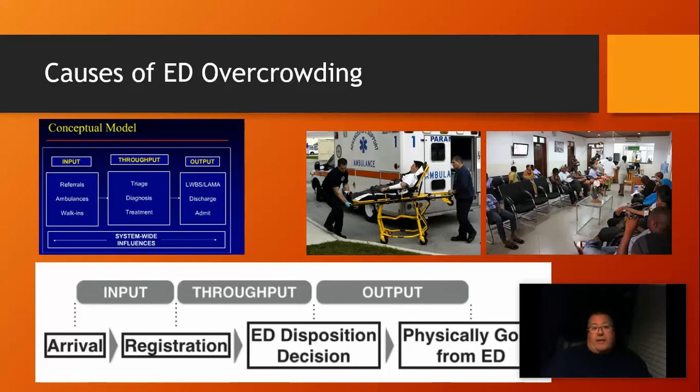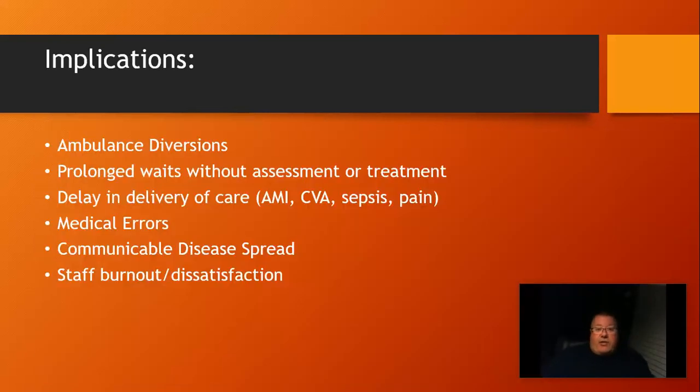Now we're going to look at some implications of overcrowding. Ambulance diversions. This is when 911 is notified that the ED is on diversion. EMS providers must inform the patient that the ED is extremely busy and there may be extended wait times, including waiting for an inpatient bed if they're admitted. Prolonged waits in the waiting room, in which patients go without an assessment or treatment for a substantial amount of time.